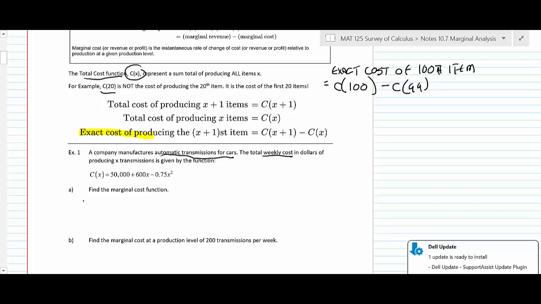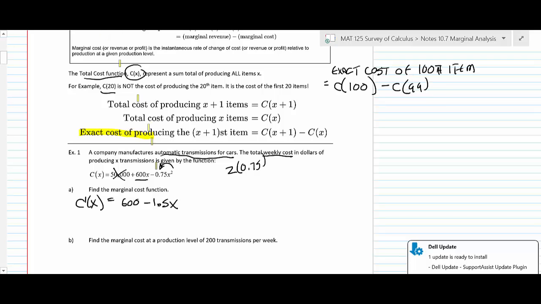So if you want to find the marginal cost, what do you do? You take the derivative, okay? A marginal cost is a rate of change, so you want to go ahead and do your derivative. All right, what's the derivative? 600 minus 1.5x, right? See, the derivative of the constant is 0. The derivative of the x term is the number in front. Then by the power rule, you're doing 2 times 0.75, which is 1.5, like that.